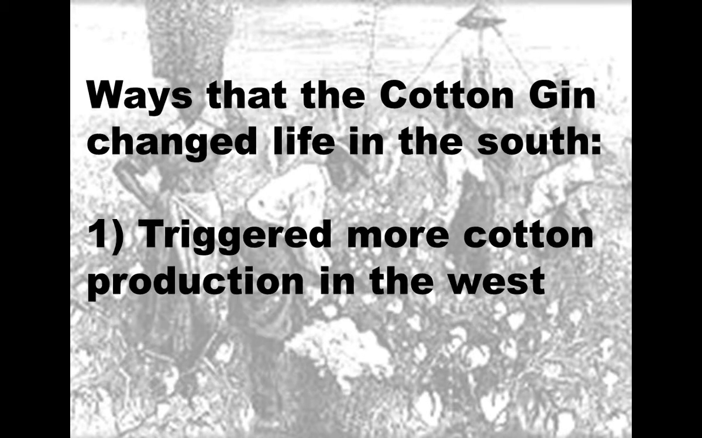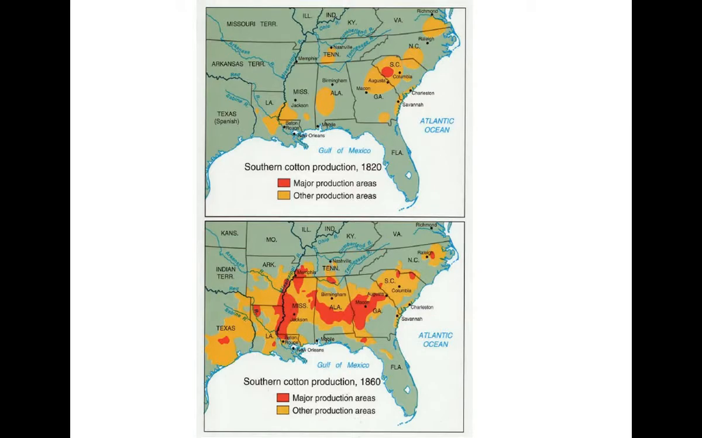So I wanted to review real quickly here ways that the cotton gin influenced or changed life in the South. Number one, it triggers more cotton production in the West. So people are now going to be taking this land that before was maybe undesirable or not really needed. Now people are trying to grow cotton in as many places as possible. So this map we looked at earlier really shows the growth of cotton in the West. Notice how right here, South Carolina is really the epicenter for where cotton production is. And now look at how it expands into Mississippi, Alabama, and Georgia, and then even into eventually what becomes Texas.